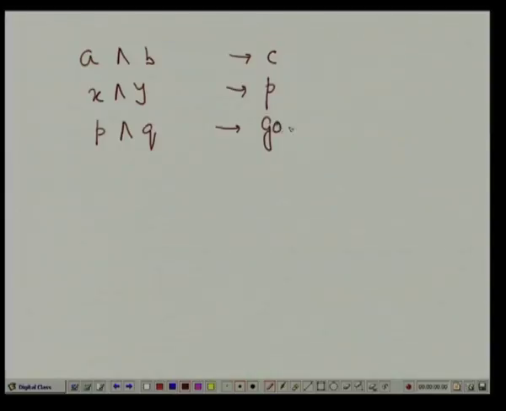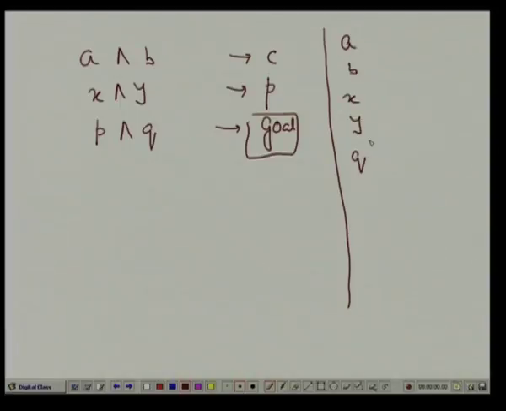I am just writing it here again. A and B implies C, X and Y implies P, P and Q implies my goal, this is G. Now, the facts that we have are A, B, X, Y and Q. Now, this is my first rule, this is my second rule and this is the third rule.